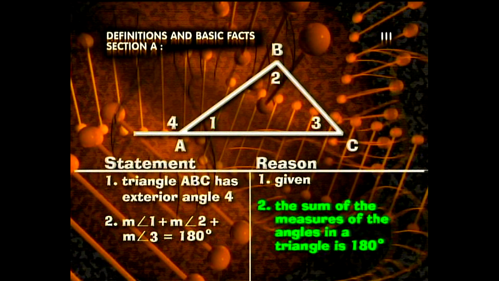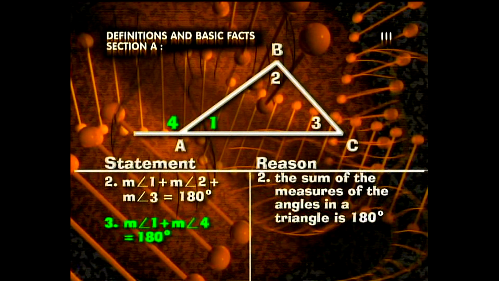Our reason is this. The measures of the interior angles of a triangle add up to 180. Our third statement is the sum of the measures of angle 1 and angle 4 equals 180 degrees. This is the definition of a straight angle.